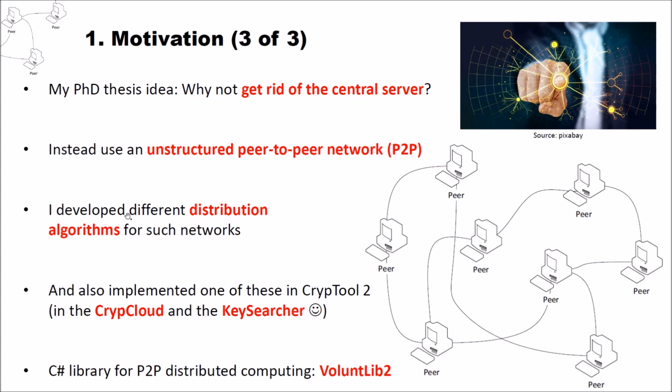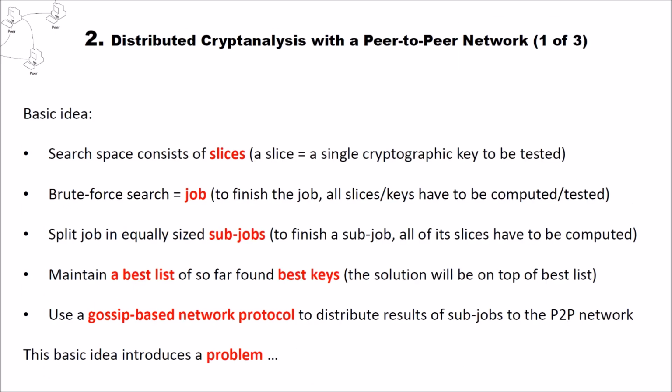I developed different distribution algorithms for distributing cryptanalysis to such a peer-to-peer network. And we also implemented one of these in CrypTool 2. This is called the CrypCloud and the key searcher. We developed a C# library for peer-to-peer distributed computing, which we named VolunLib2, which is the core behind our peer-to-peer network. Now, what is the basic idea of distributed cryptanalysis with a peer-to-peer network?